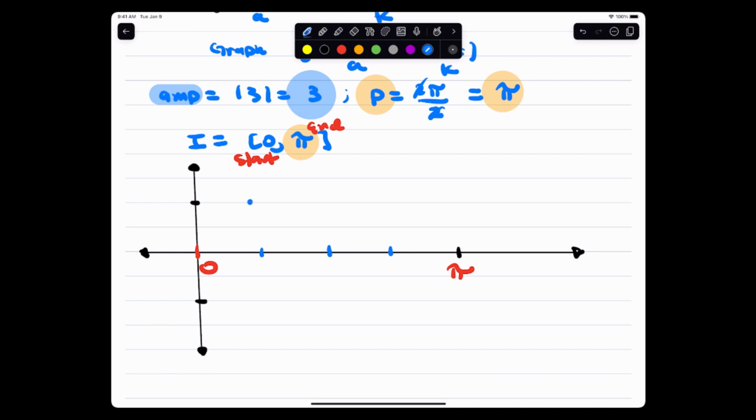So you go up to the max, get down to the intercepts, minimum value, back at the x-axis. So here's your x-axis, and here's your y-axis. There we go.